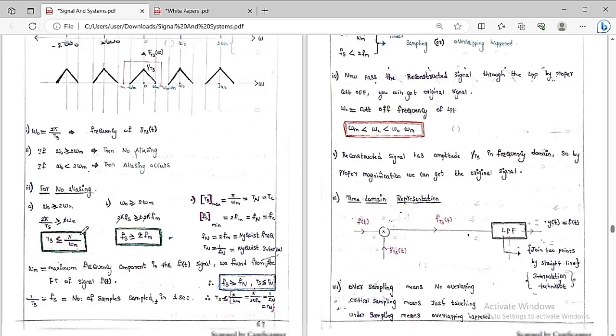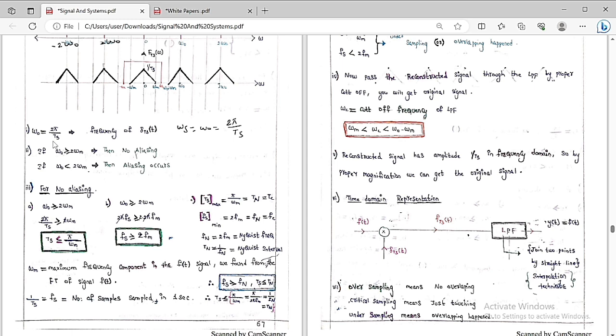So some important points we will see. Omega naught is nothing but 2 pi by Ts. Your omega naught is the frequency of the delta Ts of t, the impulse train signal. Some books use this as omega s also, it is just a notation. So omega s, or omega naught, is equal to 2 pi by Ts. This is nothing but the sampling frequency, the frequency of the impulse train. Impulse train is delta Ts of t.